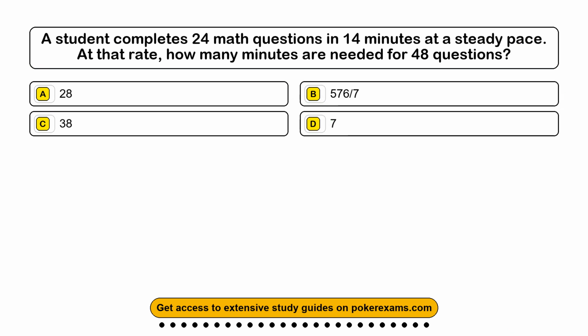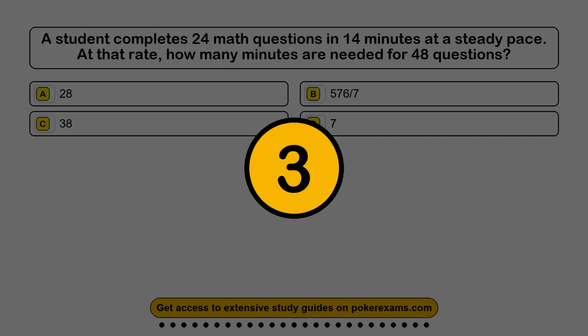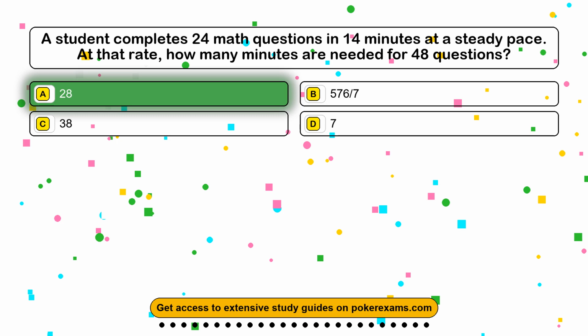Question 5. A student completes 24 math questions in 14 minutes at a steady pace. At that rate, how many minutes are needed for 48 questions? Option A 28. Option B 576/7. Option C 38. Option D 7. The correct answer is option A, 28.